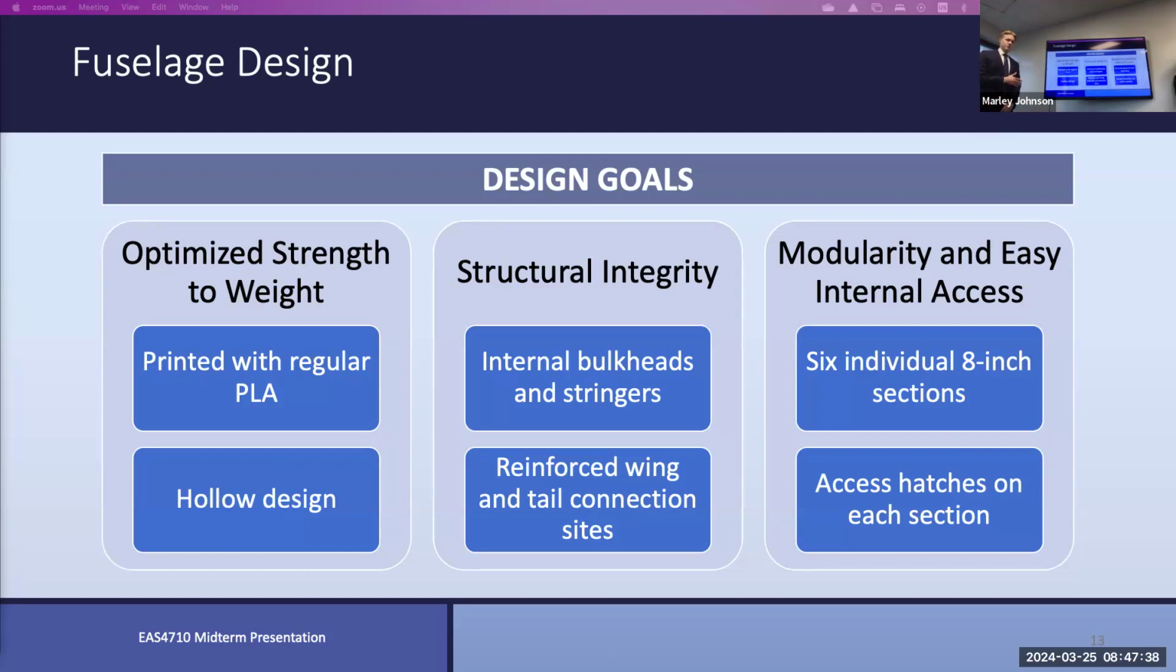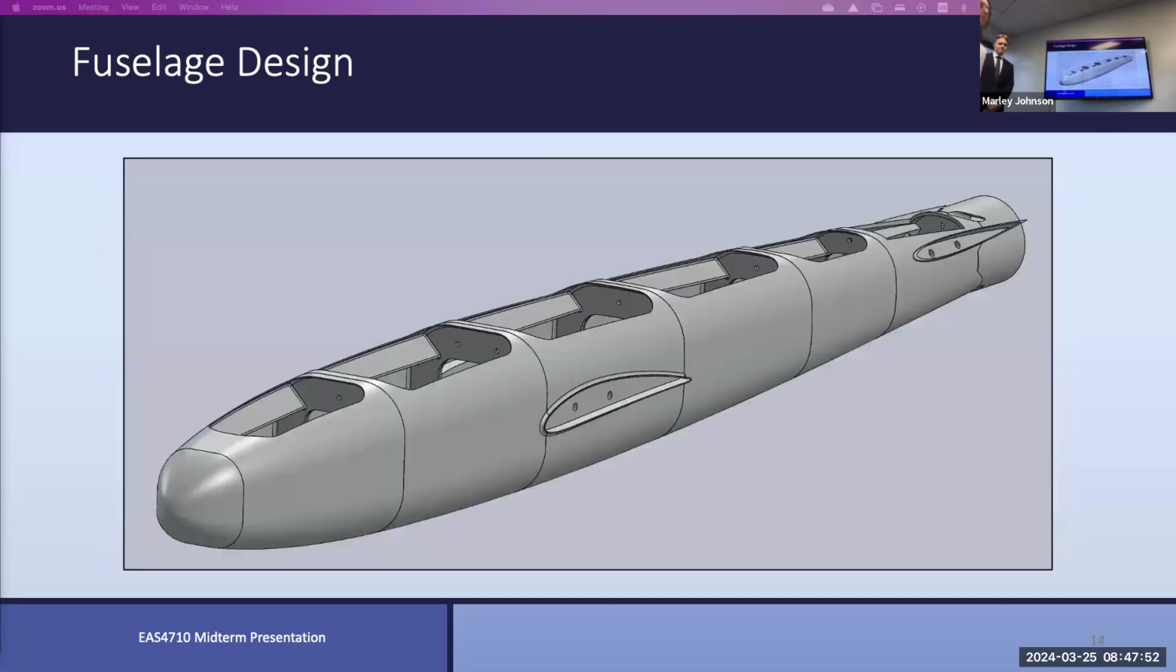And the fuselage, which is 4 feet long or 48 inches, is split up into 6 individual 8-inch sections. And each section has an access hatch on the top side that lets us access components and assemble the fuselage. So here's a more detailed visual of the fuselage. You can see the different sections, the connecting components and access hatches. The entire length is 4 feet. We got that just from one of our aircraft design textbooks we're using, using a fixed wingspan to calculate this 4 feet.